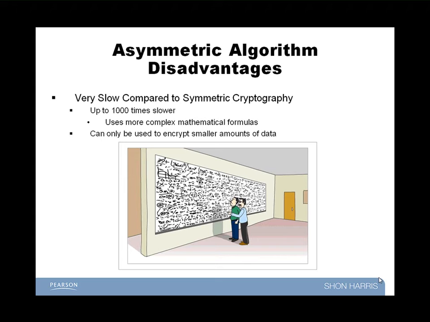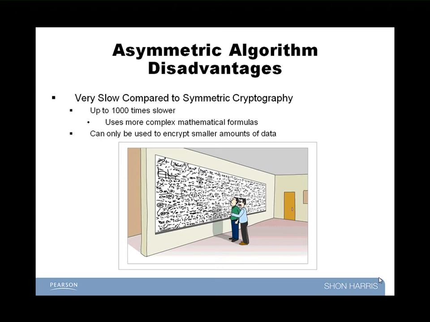Well, it seems like asymmetric solves our problems. We don't have to go through out-of-band communication because the public key could be sent to any destination securely. We don't have the scalability issue because each person only has 2 keys they have to keep track of, their public and private key.